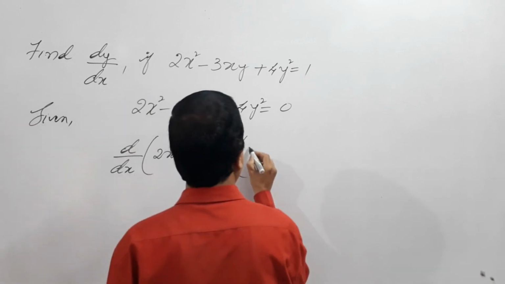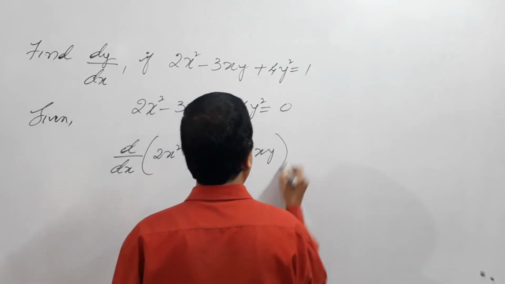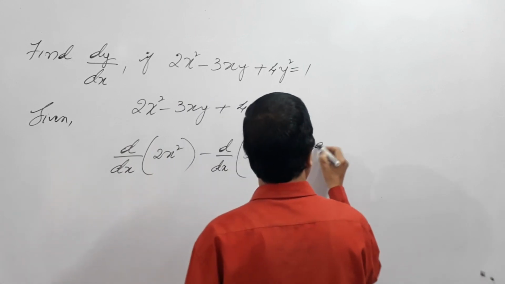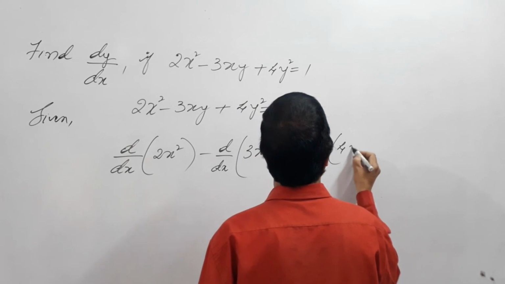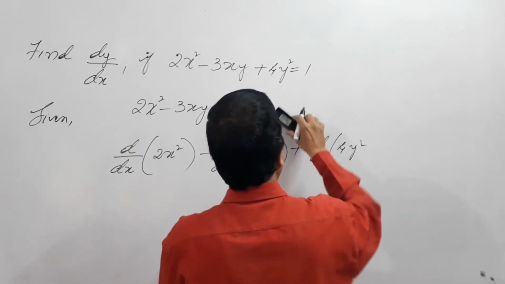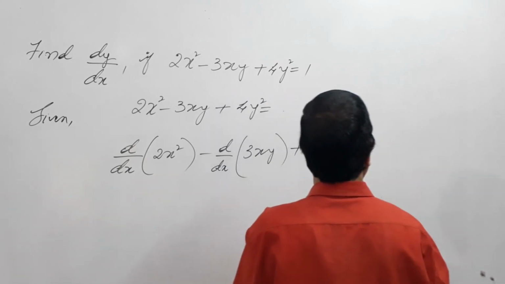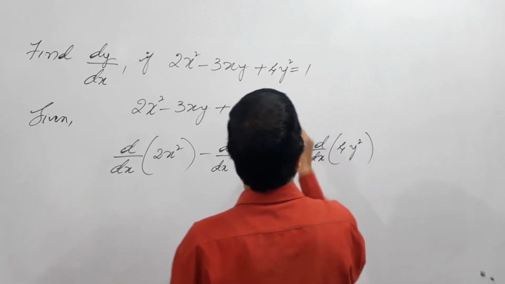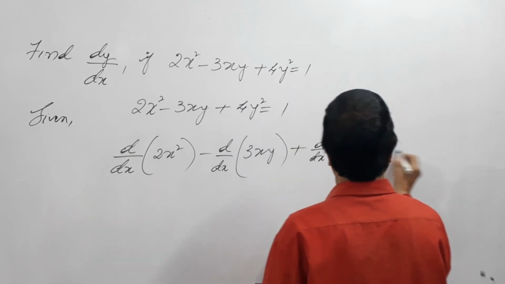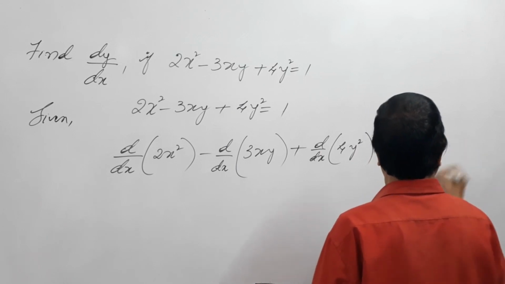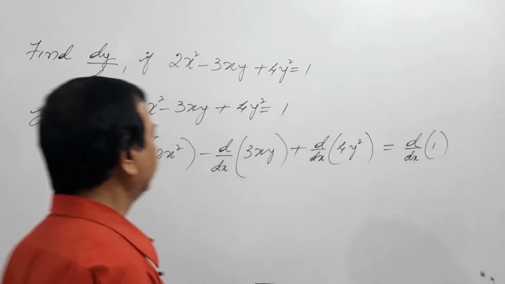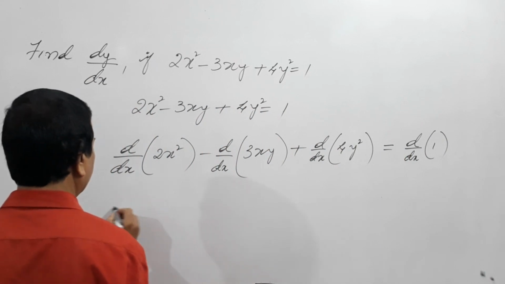Okay, next line, 3x square plus d by dx of 4y square equals to d by dx of 1. Okay, so what happens here?